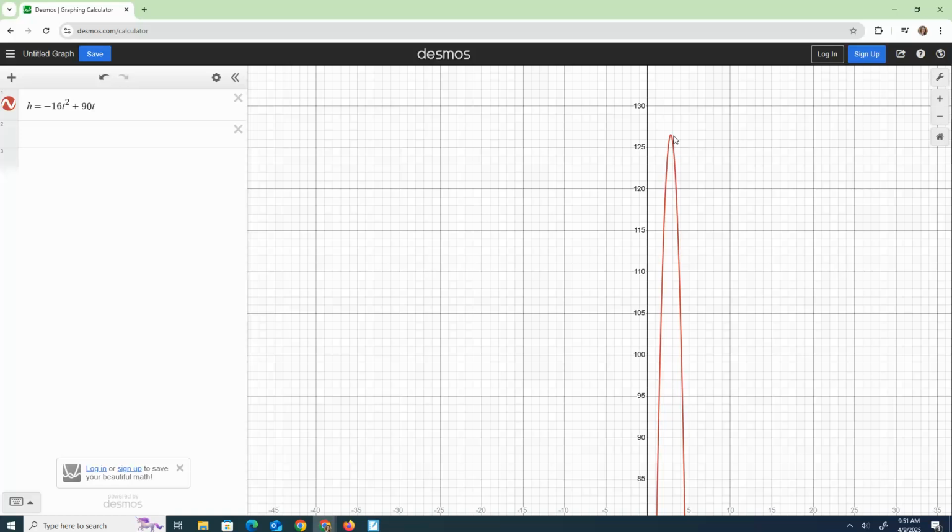You have to use the caret. So if you do shift number 6, you can get into your exponent. Then you type your square and then use your arrow to get out.